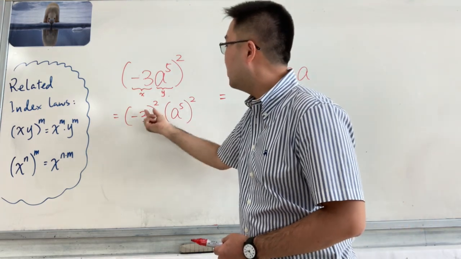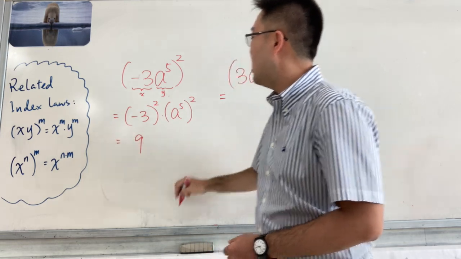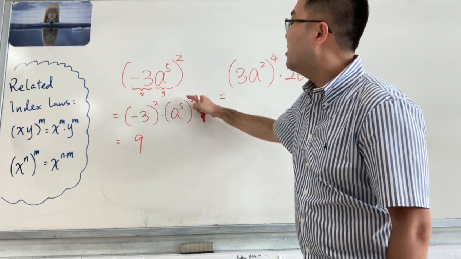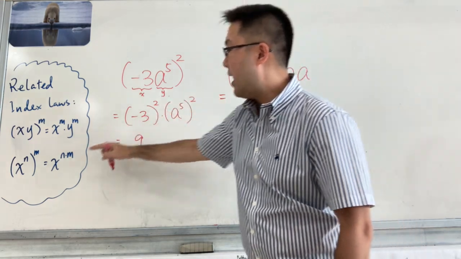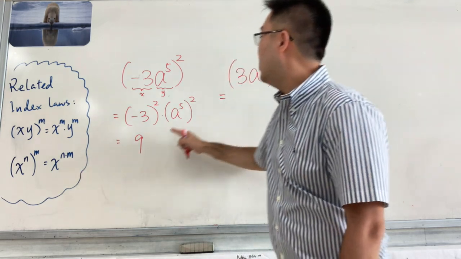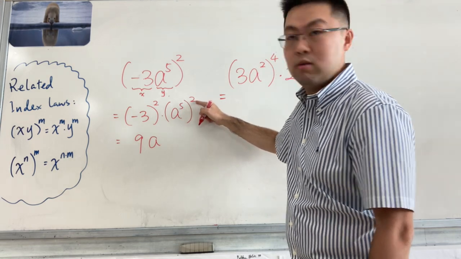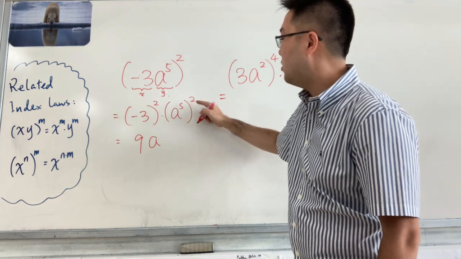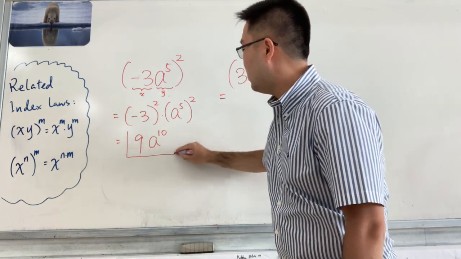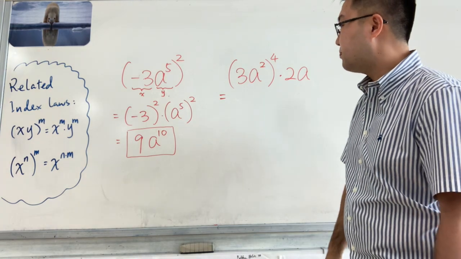The first part, the square of -3, is just +9. And to simplify the second part, a to the power 5, the whole thing squared, we actually have to apply the second index law that I listed here. So it's actually a to the power of 5 times 2, not +2, but times 2, which is 10 here. And that is the final answer of the first expression.